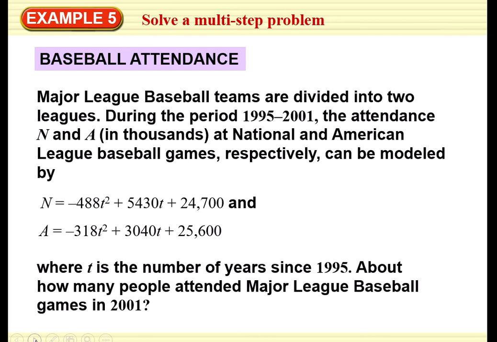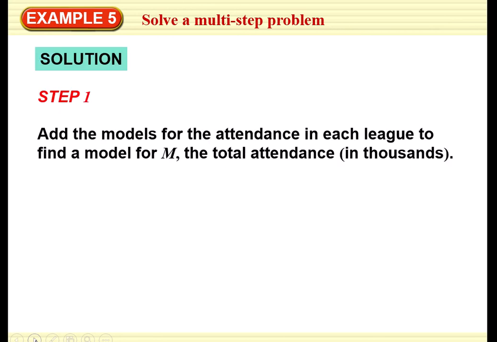So, where t is the number of years, that makes sense, t for time, since 1995. So if it was 96, t would be 1, right? And if it was 2000, t would be 5. About how many people attended Major League Baseball games in 2001? So we need to make sure that t equals, and we'll find that out.